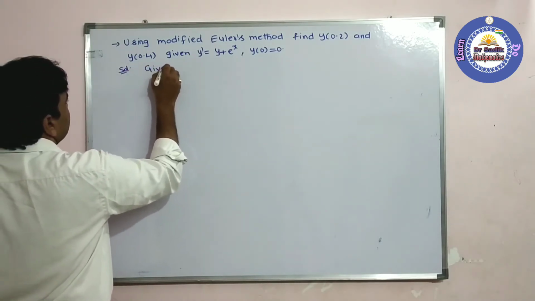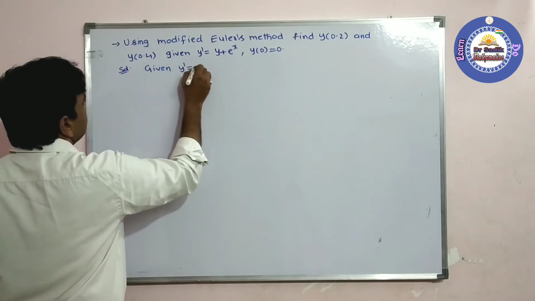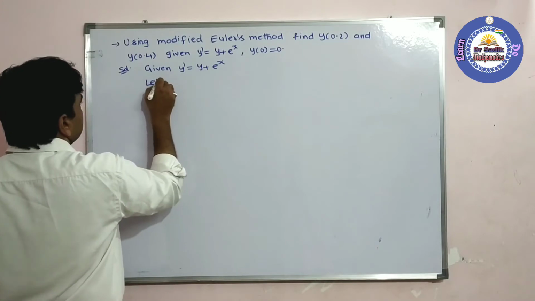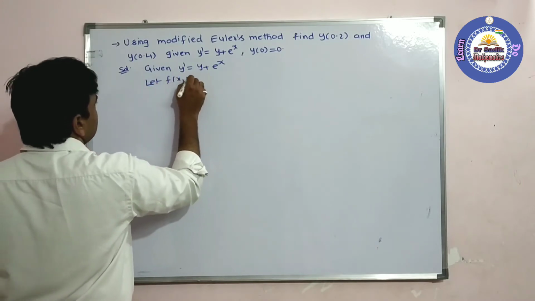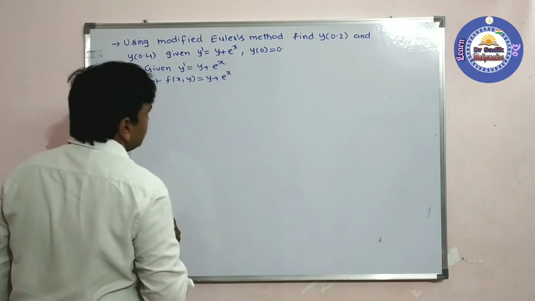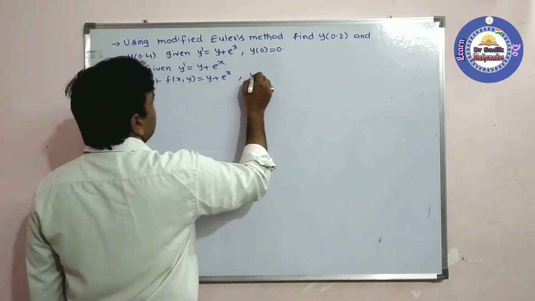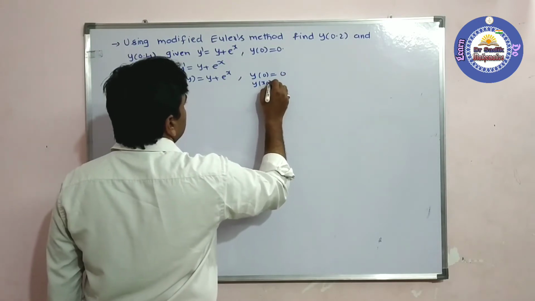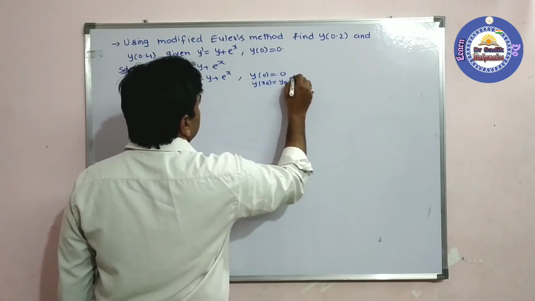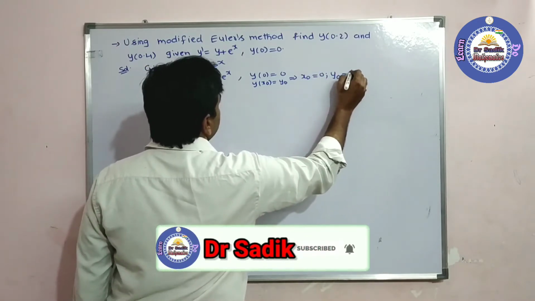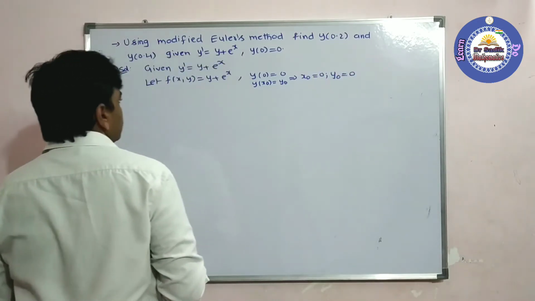Given y' = y + e^x. Now let f(x, y) = y + e^x. Now what is the given condition, students? y at 0 is equal to 0, that means y(x0) = y0. That implies, what is the x0 value? 0. What is the y0 value? Also 0.